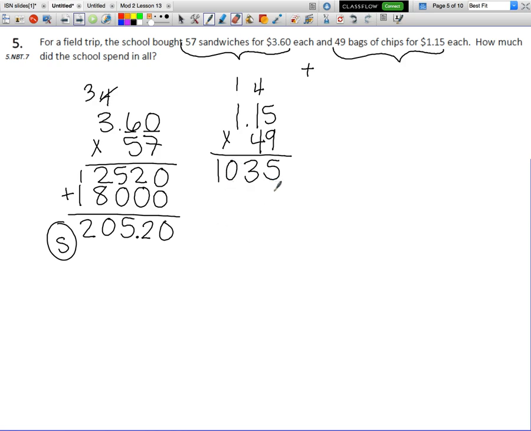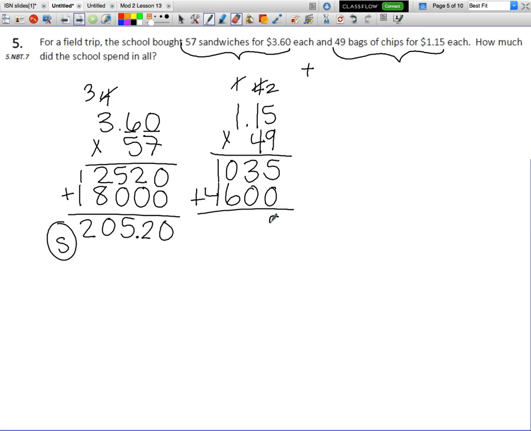Start my second partial product with a 0. Cross those numbers out to know I've already used them. 4 times 5 is 20. Carry my 2. 1 times 4 is 4, plus 2 more is 6. 1 times 4 is 4. So there's my second partial product, 4,600.